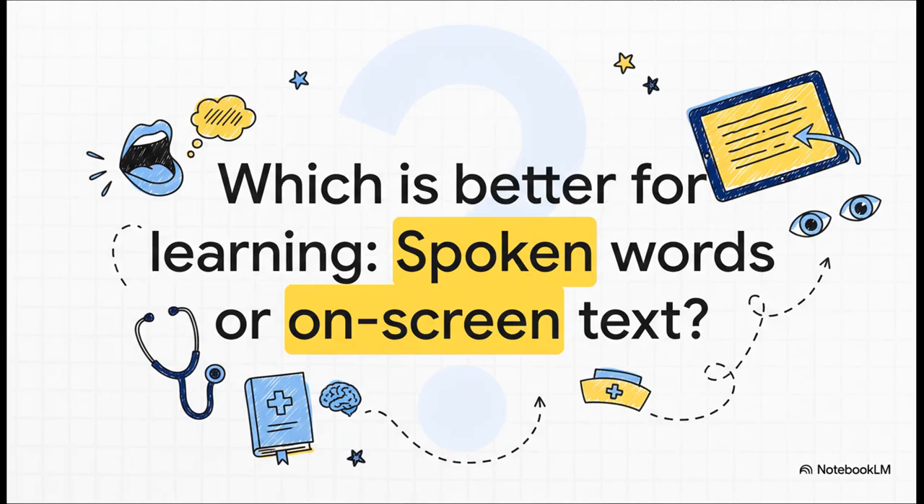Okay, so we know words plus pictures are the winning combination. But what about the words themselves? How should we present them? Does it actually matter if they're spoken as narration or just printed as text on the screen next to our animation? This is a huge design choice you have to make every single day.